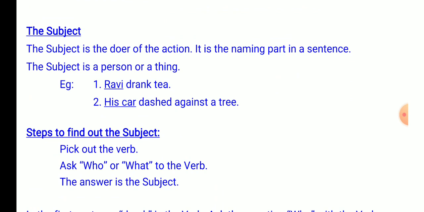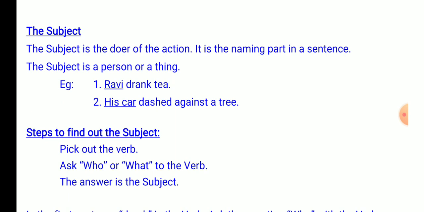Next, we move on to the subject. The subject occurs at the beginning of an assertive sentence. What is a subject? The subject is the doer of the action. It is the naming part in a sentence. The subject is either a person or a thing.